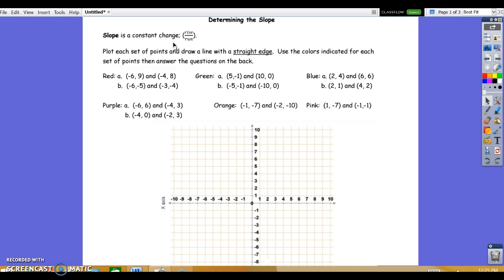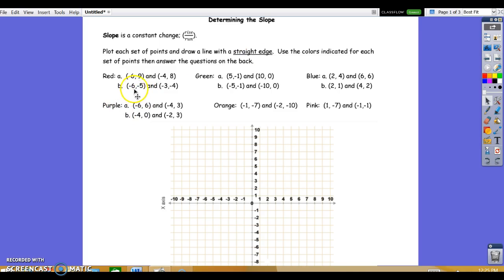All right, what we're going to be doing is plotting each set of points and drawing a line with a straight edge. A ruler, a protractor, a binder, something like that, which will make your line perfectly straight. Use the colors indicated for each set of points, then answer the questions on the back. It is important that you are using the colors that are listed. So you can use a crayon, a marker, a colored pencil, whatever pen, whatever it is that you have.